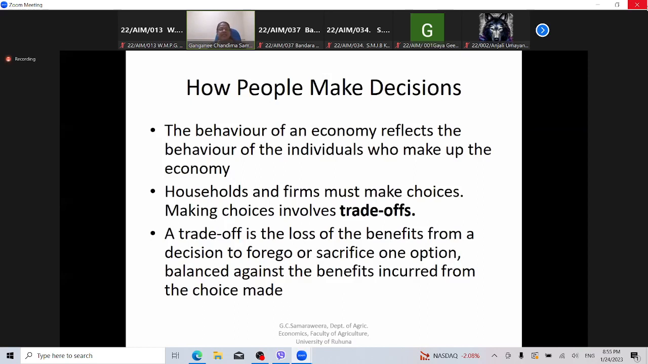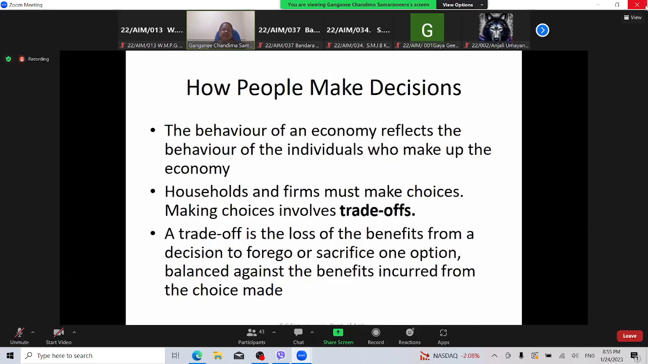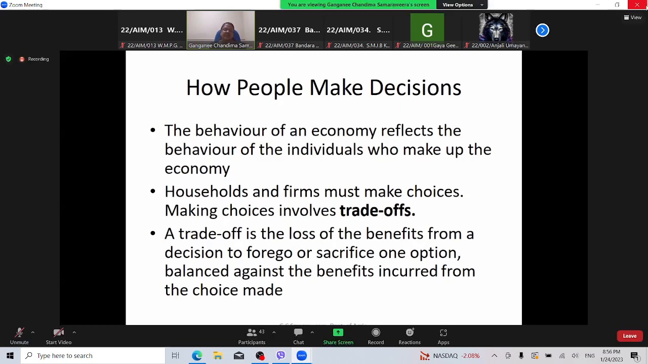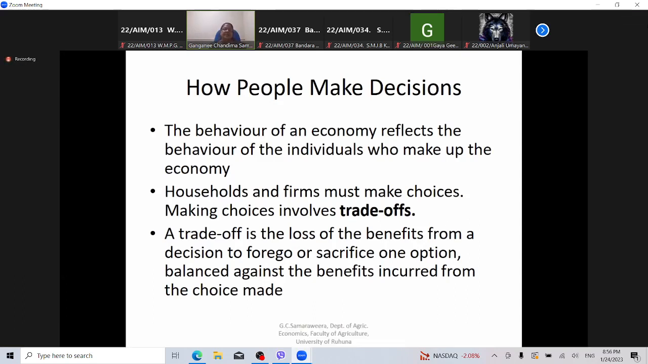In that case, normally we use the term trade-offs. Trade-offs means normally you have to lose the benefits from a decision. Let's say you took two decisions, because many things have different alternatives. Let's say land. Different alternative uses.